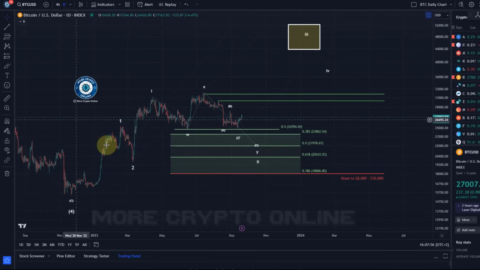So let's go to the daily chart. I promise that I'm going to try to make the transition a little bit clearer between the weekly, daily, and short-term charts. So give me some feedback if that's helpful.